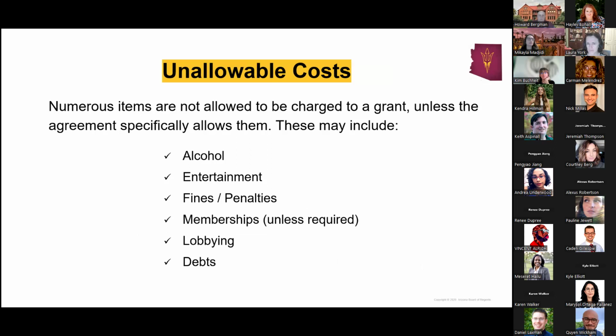Okay, moving on to some unallowable costs. Yes. I'll send it back to Howard.